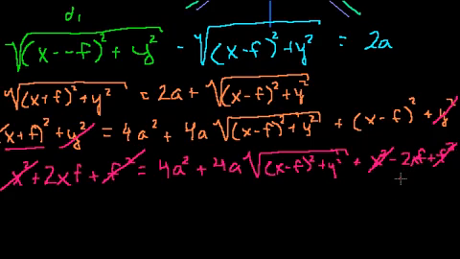And let's see, what can we do to simplify it? So we have a minus 2xf and a plus 2xf. Let's add 2xf to both sides of the equation, or bring this term over here.